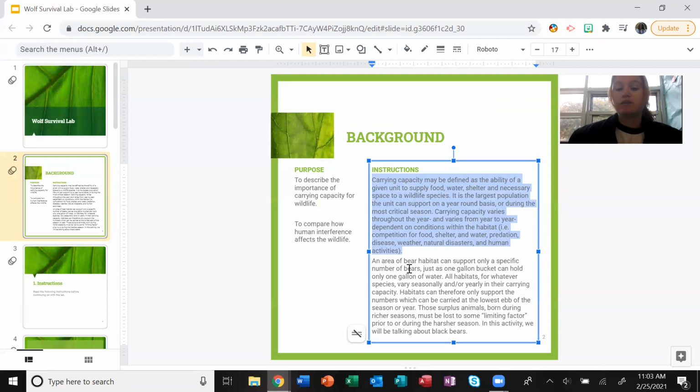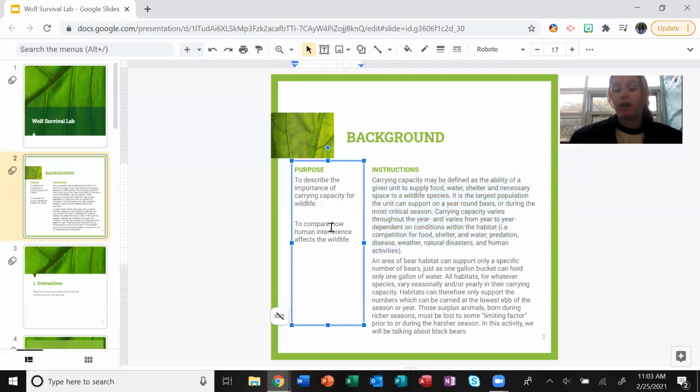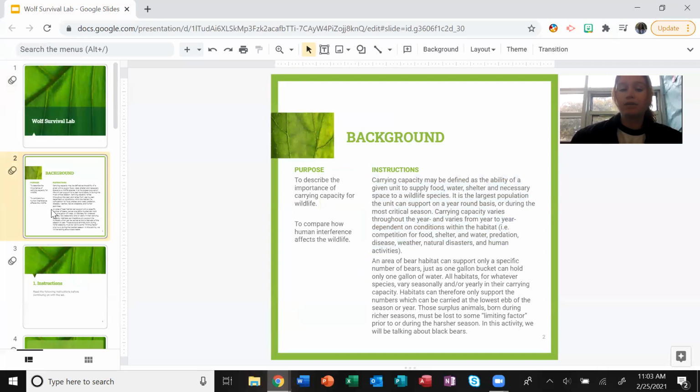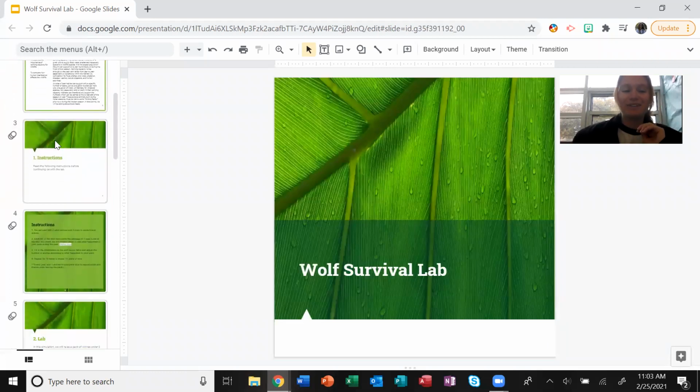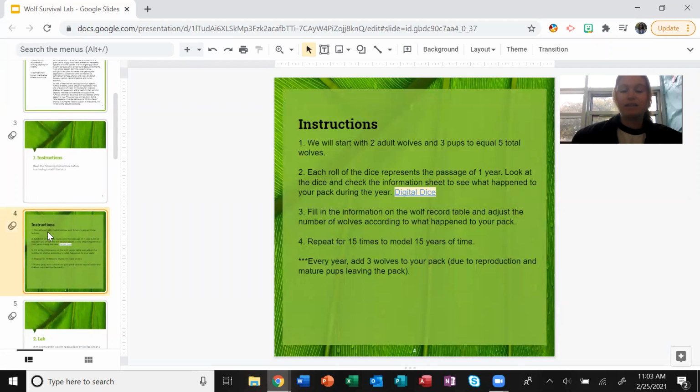So the purpose of this lab is to describe the importance of carrying capacity for wildlife and to compare how human interference can affect this wildlife and its rate of survival. What we're going to do in this lab is, like I said, we're going to use wolves today. Take a look at the instructions. This is here for you to reference, but I'm going to just talk through it because I already know what the instructions say.